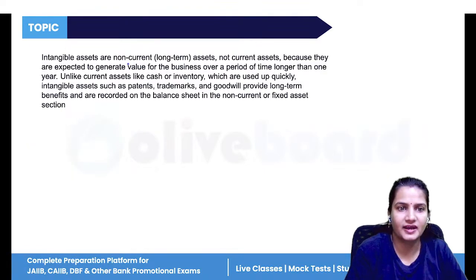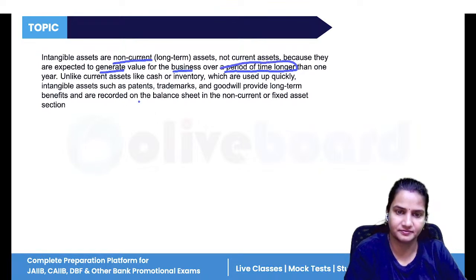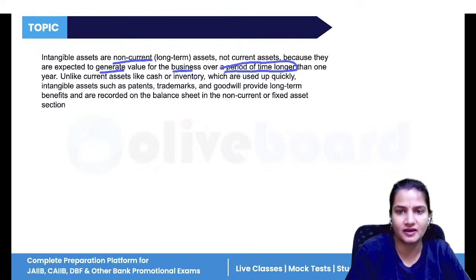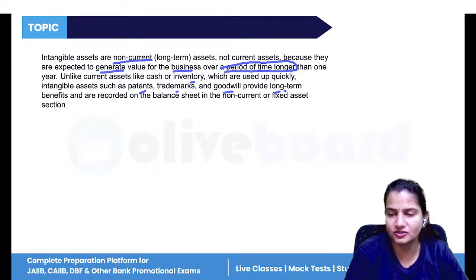Now, intangible assets are non-current. Non-current means these are fixed assets because they are expected to generate value for the business over a period longer than 1 year. In current assets, we have inventory, but in intangible assets, we have patent, trademark, goodwill that provide long-term benefit. Goodwill, the reputation of the company, is not for a few months, it is for more than a year.